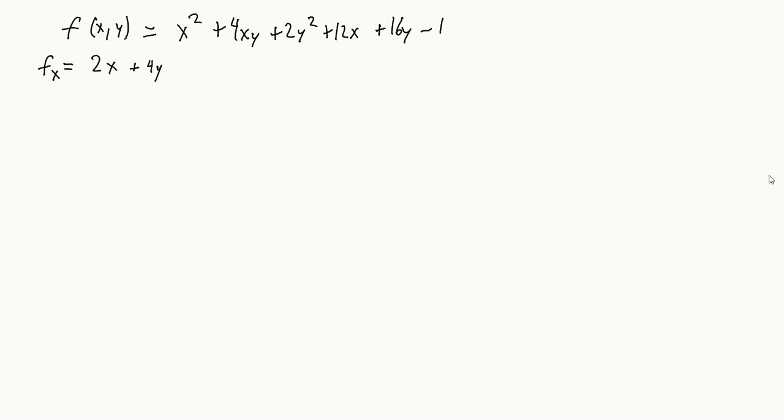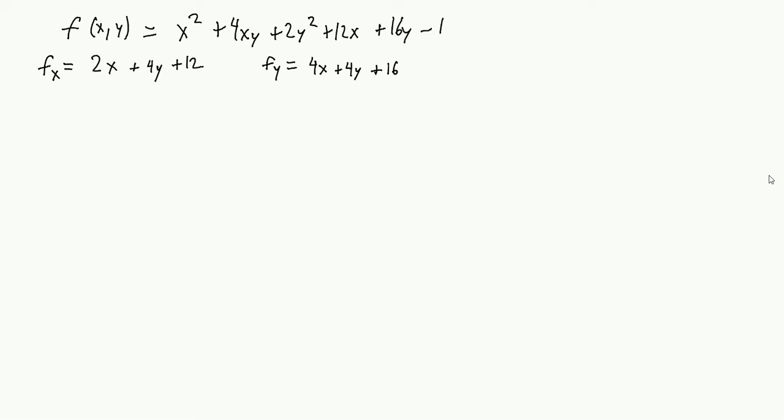Let's see, 2y squared doesn't have an x, so that's 0. Derivative of 12x is 12. And the last two terms don't have x, so there's 0. So there's our derivative with respect to x. With respect to y, we would have, let's see, x squared would be 0. 4xy would be 4x. 2y squared would be 4y. 12x would be 0. 16y would be 16. Negative 1 would be 0.